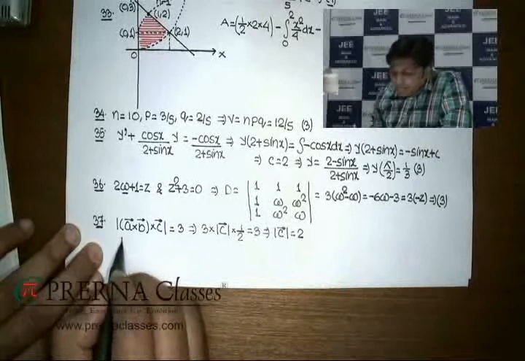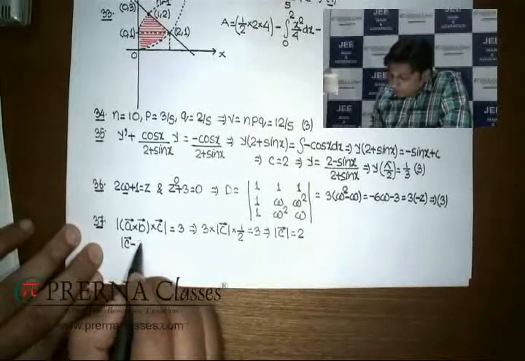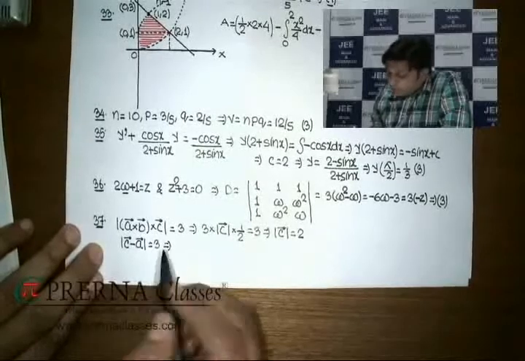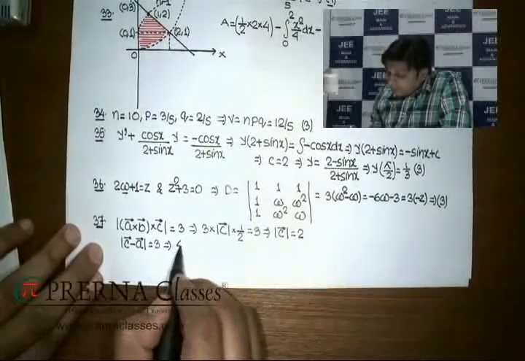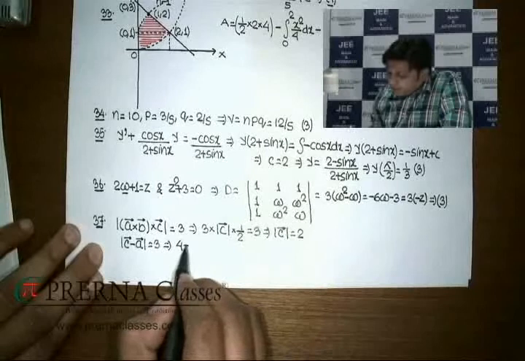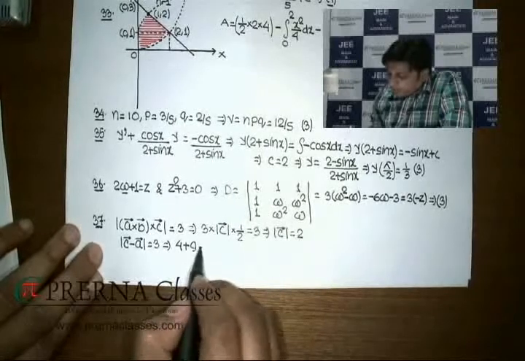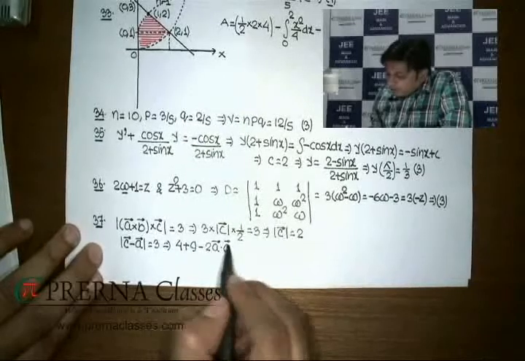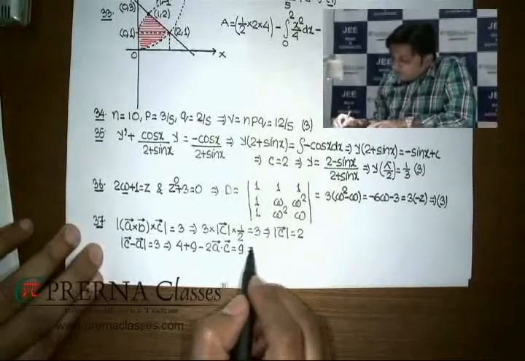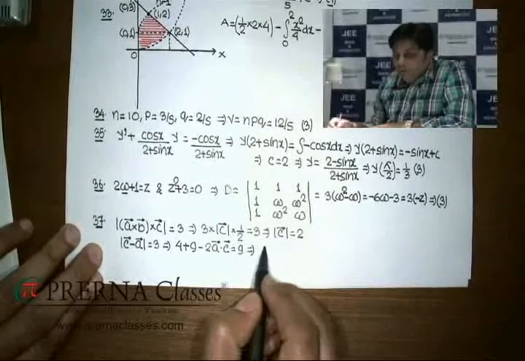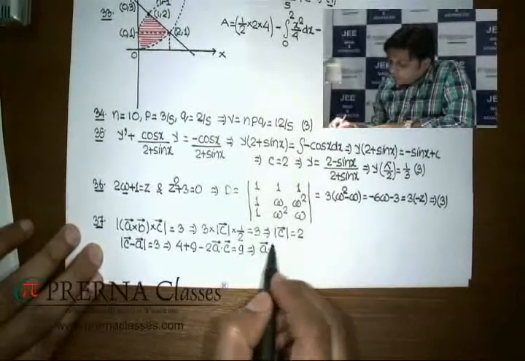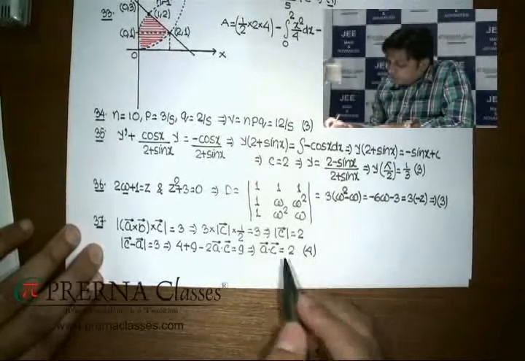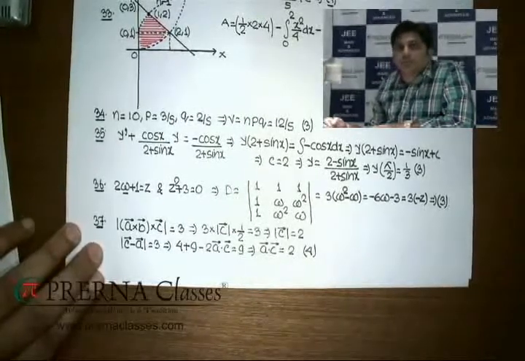We are also given that the magnitude of this vector is 3. What that implies is the magnitude of C square plus the magnitude of A square minus 2 A dot C is going to match with 9, and therefore the dot product that we are looking for, that is A dot C, is going to match with 2. Option 4 is the correct answer for this question.